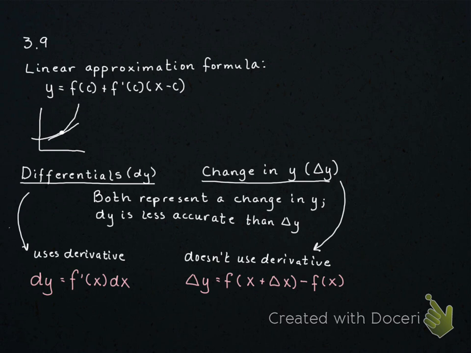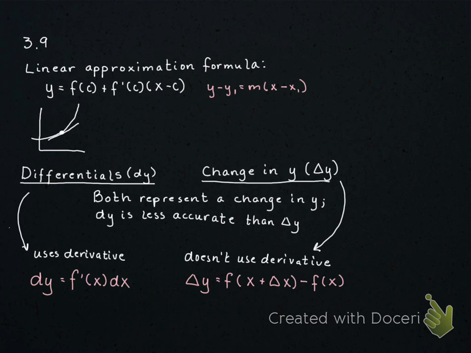The linear approximation formula is y equals f of c plus f prime c times the quantity x minus c, which is really the calculus way of writing y minus y1 is equal to m times x minus x1. Okay, that's just the calculus way of writing the point slope equation.